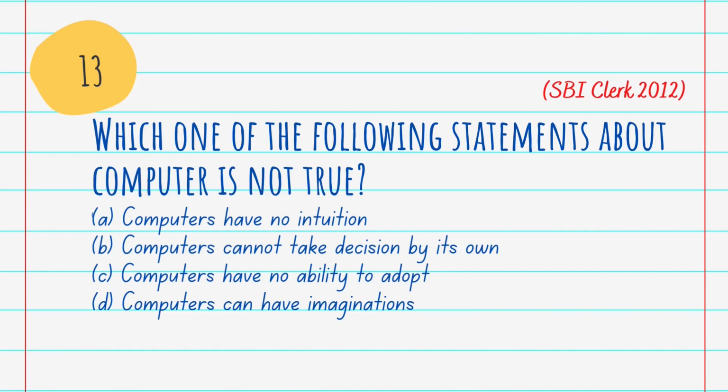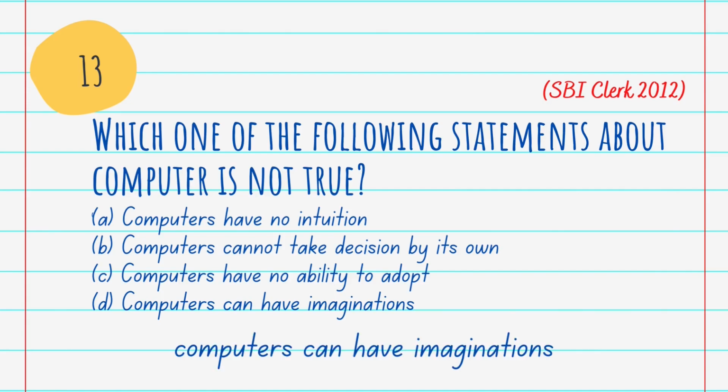Question number 13. Asked in SBI Clerk 2012. Which one of the following statements about computer is not true? A. Computers have no intuition. B. Computers cannot take decision by their own. C. Computers have no ability to adapt. D. Computers can have imagination. And the answer is D.